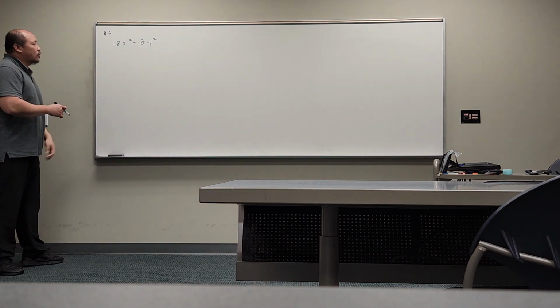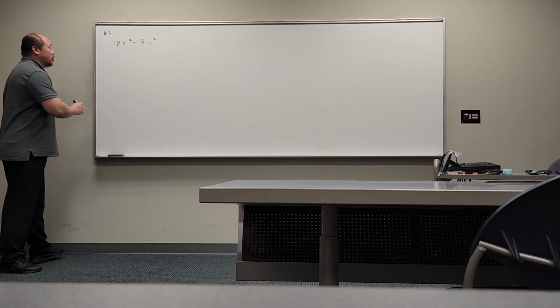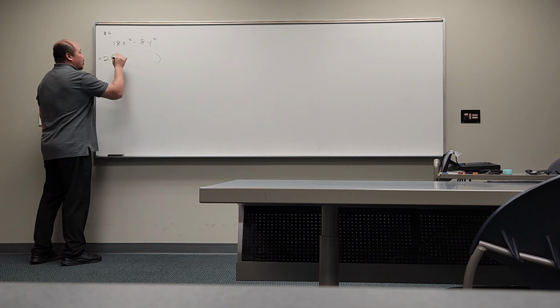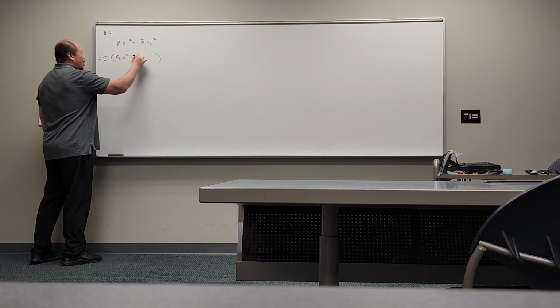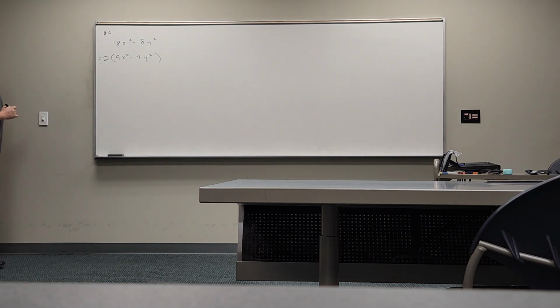You've got to remember, when you factor, always start with the easiest factor, which is that they're both even. So 2 can go in there. Wouldn't that be 9x squared minus 4y squared? That's probably the easiest part of the factoring.